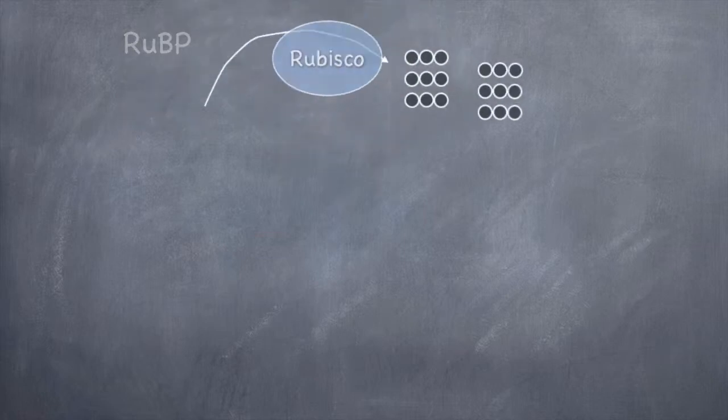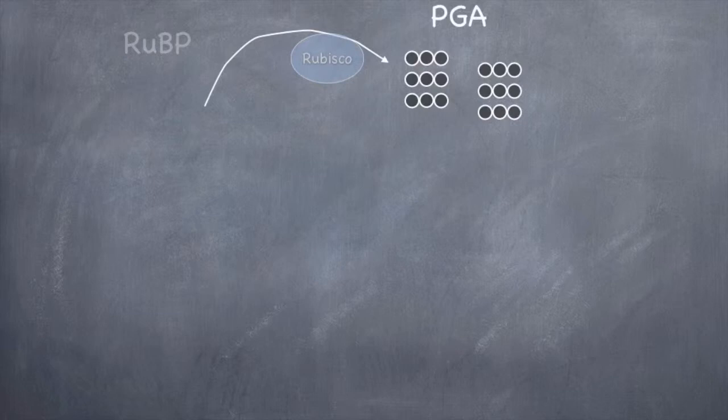The Calvin cycle starts with RuBP and CO2. The CO2 connects to the RuBPs to make a 6-carbon molecule. Then the 3 6-carbon molecules split to form 6 3-carbon molecules called PGAs.